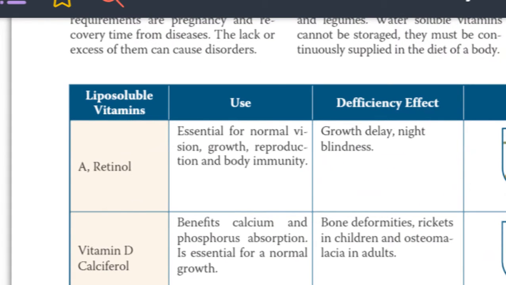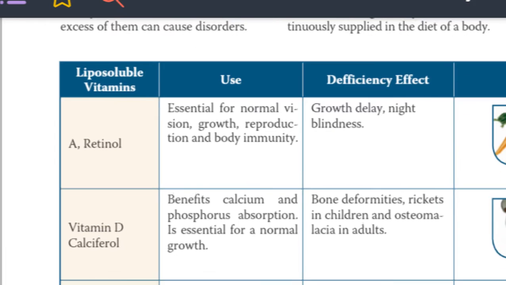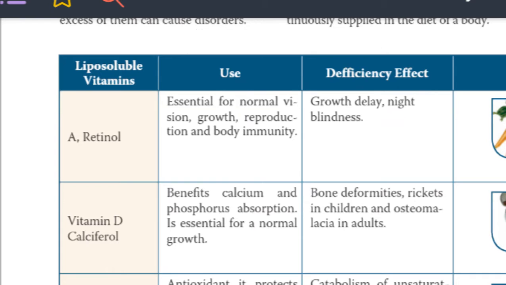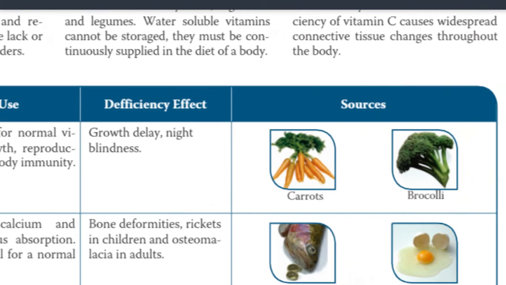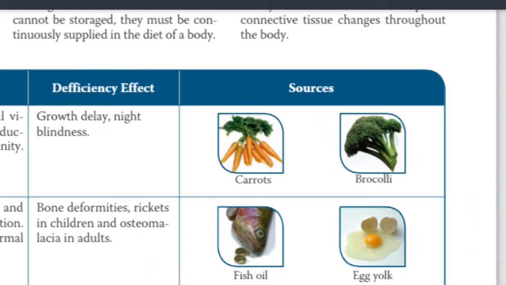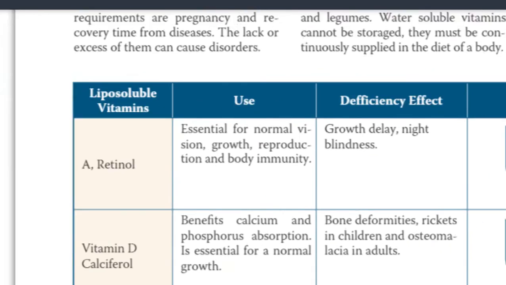The use of vitamin A is essential for normal vision, growth, reproduction, and body immunity. When we have a deficiency of vitamin A, we have a lot of problems in growth, and even in watching or reading at night or during some hours of the day or without enough light. So vitamin A is very important for our eyes, for reading or observing better. Where can we find vitamin A? Carrots and broccoli. So next time that you say, no, I don't want to eat carrots or broccoli, think it twice because you need it a lot. It's important for your organism.